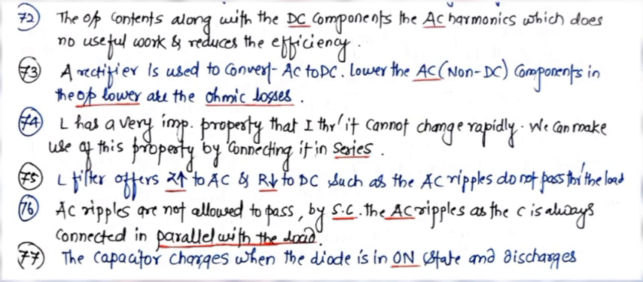Inductor has a very important property, that current through it cannot change rapidly. We can make use of this property by connecting it in series. An inductor filter offers high impedance to AC and low resistance to DC, so the AC ripples do not pass through the load. AC ripples are not allowed to pass by short circuiting the AC ripples, as the C is always connected in parallel with the load.